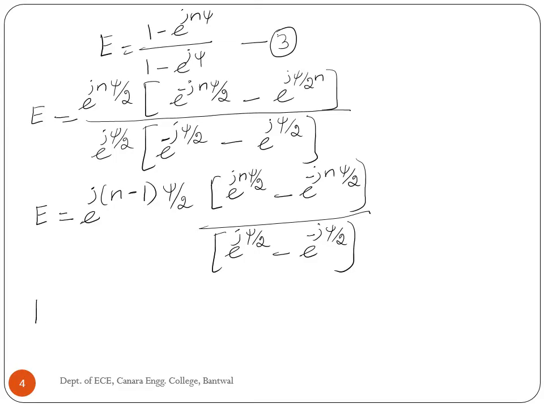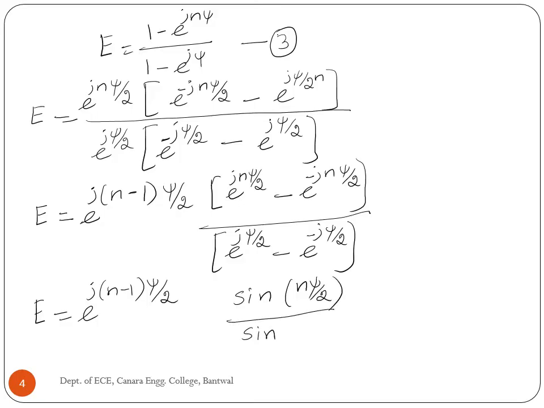Therefore, E is equal to e to the power j n minus 1 xi by 2 into sine of n xi by 2 divided by sine of xi by 2.